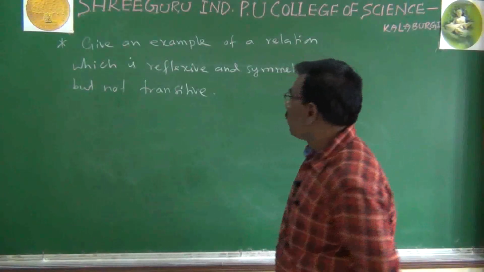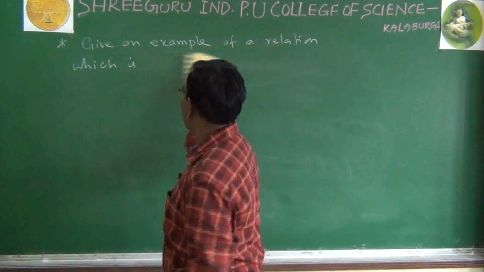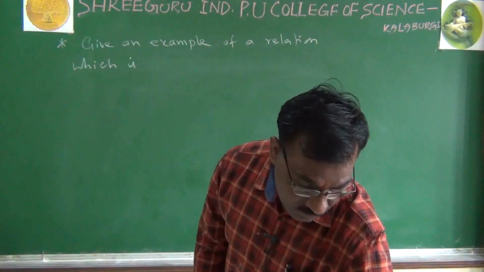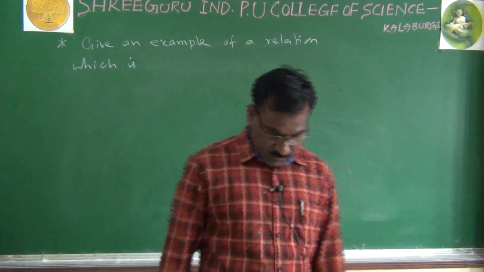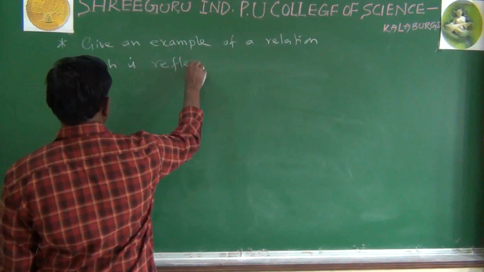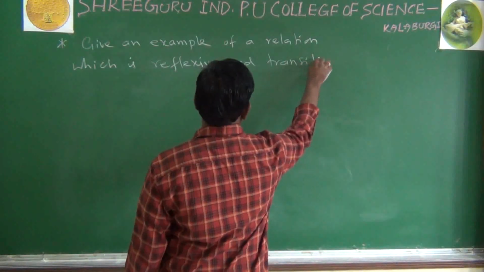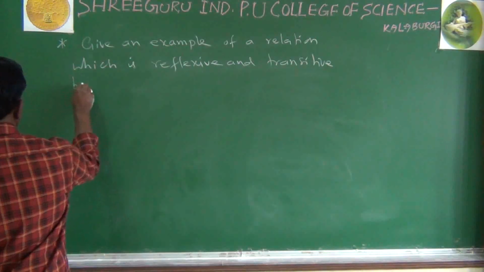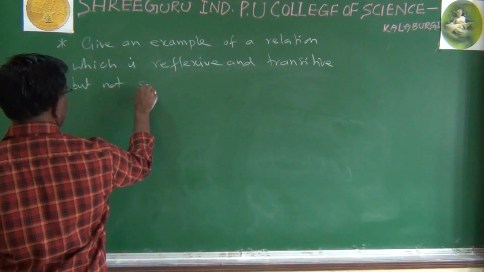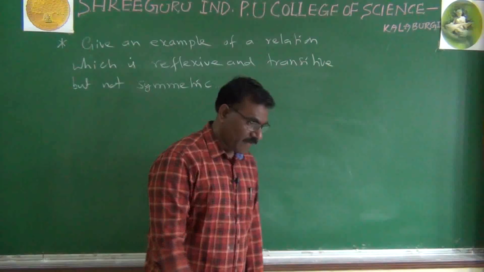Next, give an example of a relation which is reflexive and transitive, but not symmetric. Very simple.